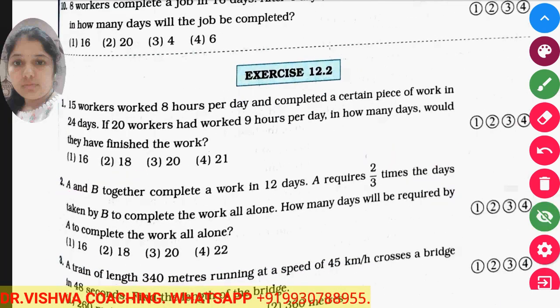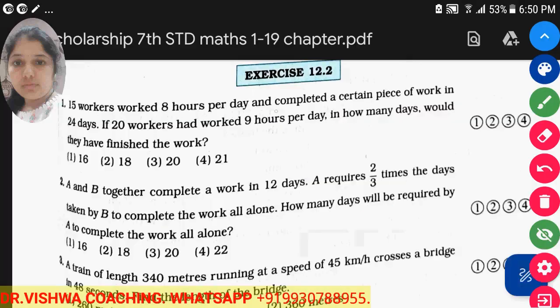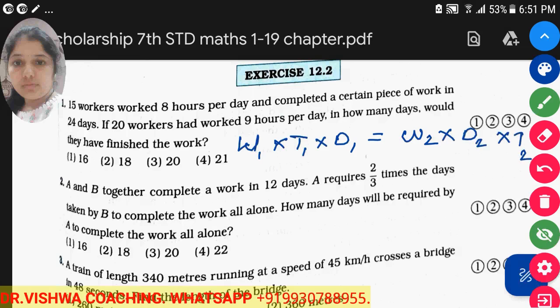Now see, 15 workers working 8 hours per day complete a certain piece of work in 24 days. 20 workers worked 9 hours per day. In how many days did they finish the work? Now the same formula we have to use: workers' W multiplied by time multiplied by days they took. W1 T1 D1 is equal to W2 into T2 into D2, because the work done by them is the same. Now put all the values in the formula and you can calculate the value of days.